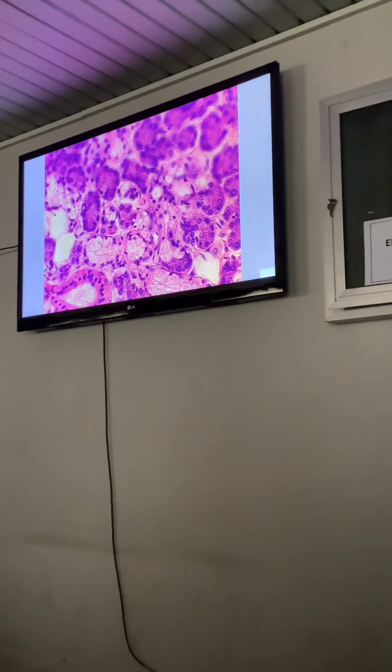Mucus cell has columnar shape with compressed basal nucleus. Mucus tubule consists of mucus cells. Each cell has columnar shape with compressed or flattened basally located nucleus.